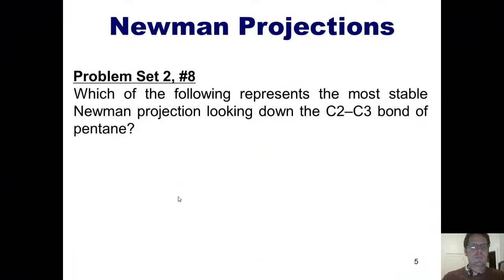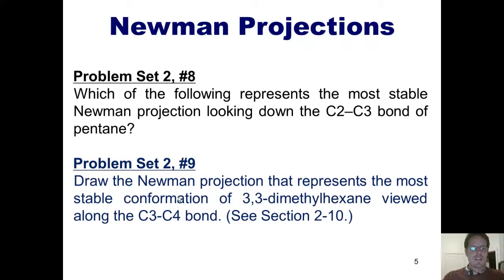Which of the following represents the most stable Newman projection looking down the C2-C3 bond of pentane? And next, draw the Newman projection that represents the most stable conformation of 3,3-dimethylhexane viewed along the C3-C4 bond. This particular problem is addressed to one degree or another in section 2.10 of our text.